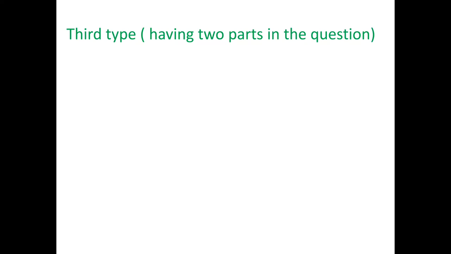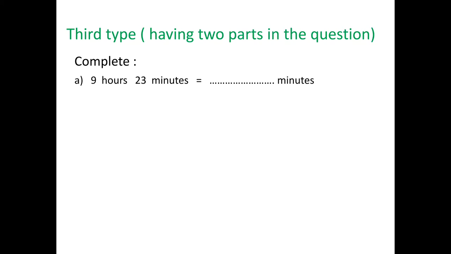The third type is not new for you. It's having two parts in the question. We talked about this before in the lesson on converting units of length. For example, if I have this question, 9 hours, 23 minutes, and I want to convert to minutes. The 23 minutes is done for me. It's ready because it's already written in minutes, which I need in my final answer. So what do I need to convert, or what do I need to change? Only the 9 hours. When I convert the 9 hours to minutes, everything will be written in minutes.